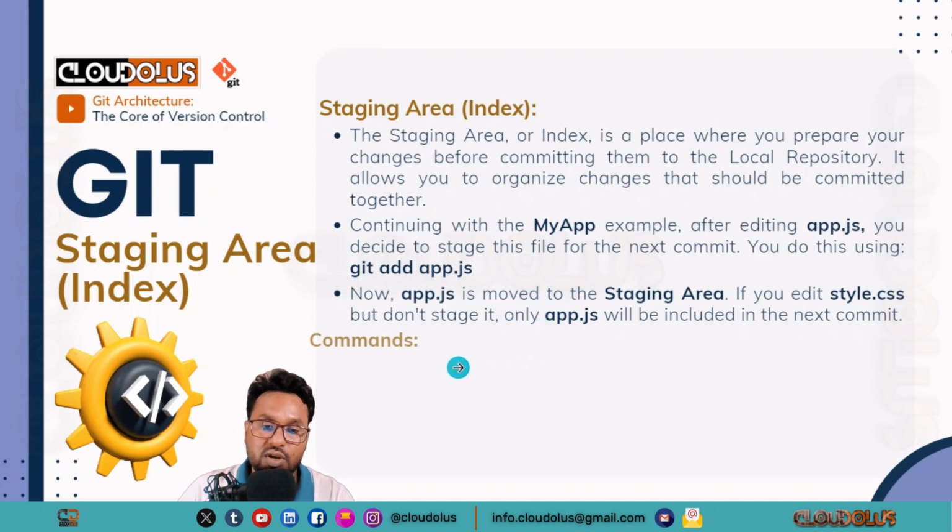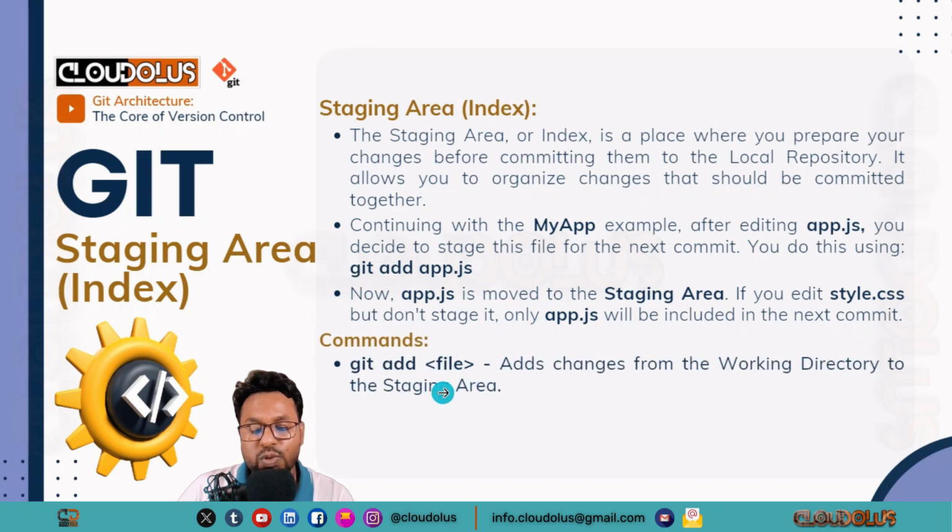Also we talk about the command git add file, which adds changes from the working directory to the staging area. So if you want to commit your updated code changes, then use git add file to move them from the working directory to the staging area.